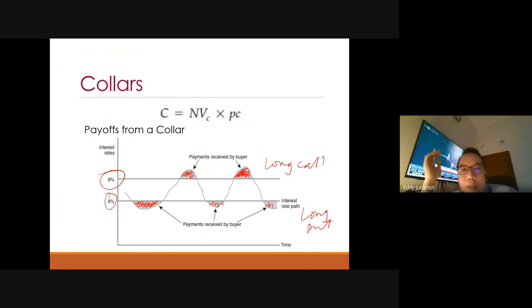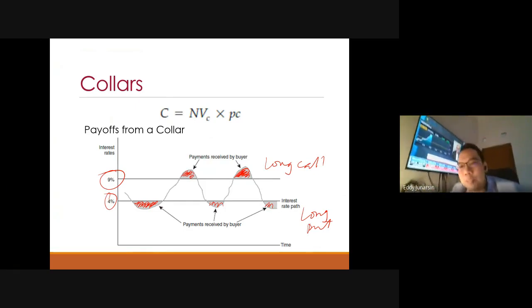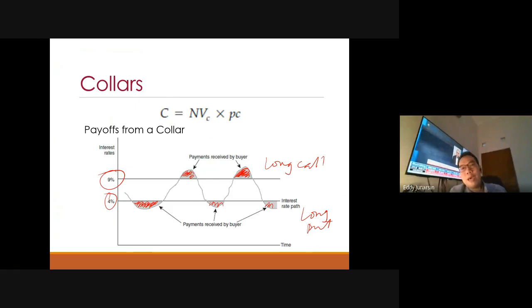Okay, so if you take simultaneous positions like cap and floor, right? You buy cap, it means you take a long call, and then you buy floor, which means you take a long put position. Then you're seeing what we name collar, right? Collar means a combination of cap and floor.